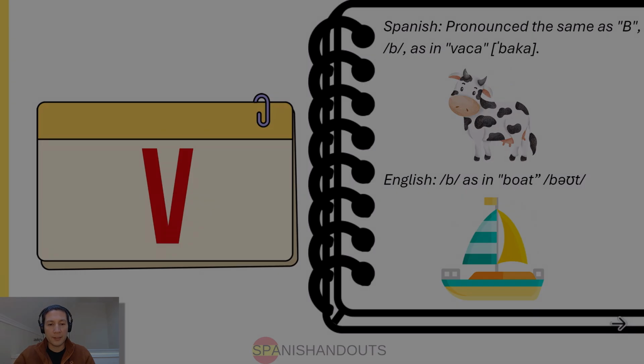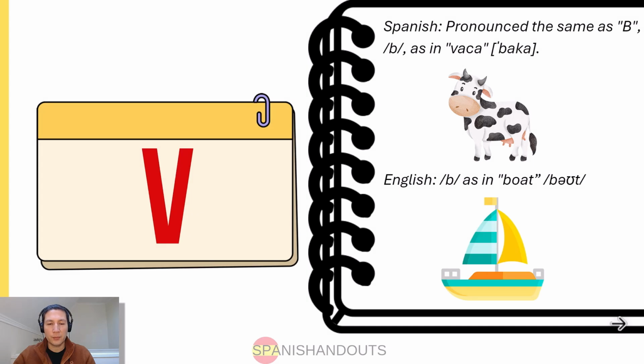Then we have the letter V. In English, it's always pronounced like v, right? But in Spanish, it's the same as the letter B. So therefore, we don't say vaca with a v, we say vaca with a b sound. In English, you have the same B sound as in boat.